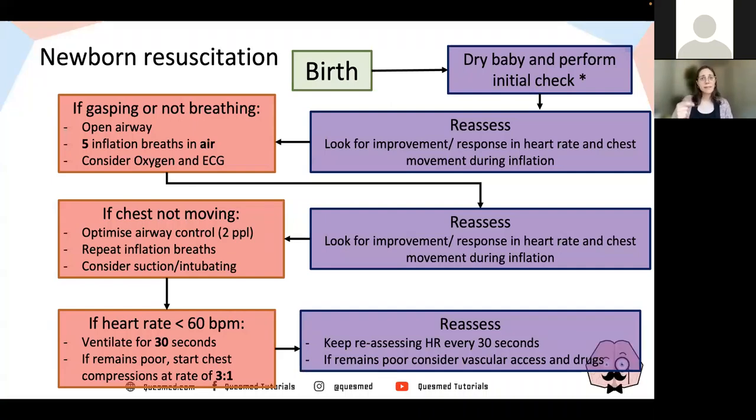You can see this narrative of always prioritizing the respiratory system first, because the main reason behind the vast majority of arrests in neonates is respiratory rather than cardiac. Okay, and then you keep reassessing the heart rate every 30 seconds, and then escalate to vascular access and drugs if that's still poor.